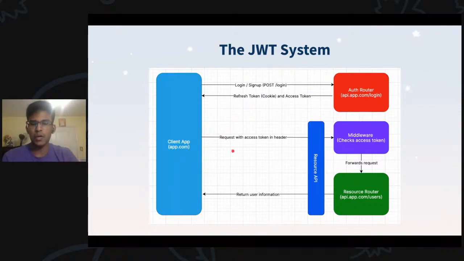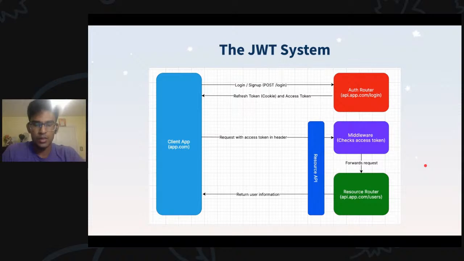It goes and makes a request with the access token in the header. So that hits the middleware, and the middleware is going to check that access token. It's going to say, is this access token valid? What is middleware? Middleware is basically just a function that runs whenever a request is made to a server. So you can set up middleware so that whenever a request is made to a specific route, the middleware function runs. So in this case, we're making a request to the resource API, so the middleware is going to run and say, is this access token valid?